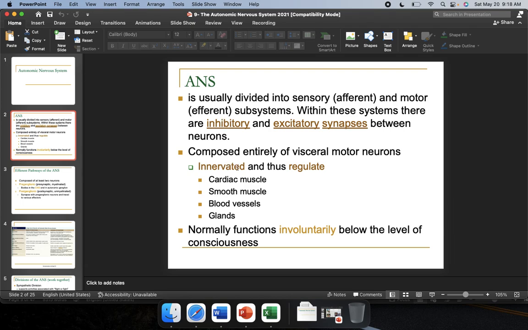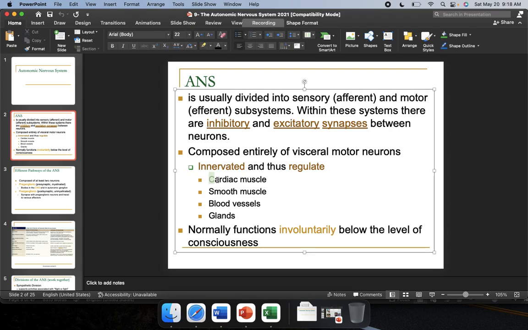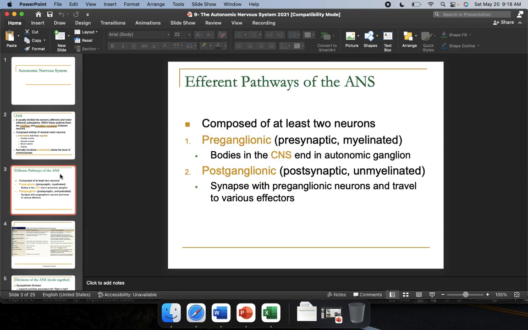destinations. The destinations that the autonomic nervous system is going to go to are cardiac muscle, smooth muscle, blood vessels, and glands. I assume this goes without saying, but these processes of the autonomic nervous system usually function below conscious awareness. For example, with our heart rate, we don't sit there and constantly think about pushing blood to a certain part of our body, or activating certain glands. We don't sit there and think about that. Those are all controlled involuntarily.